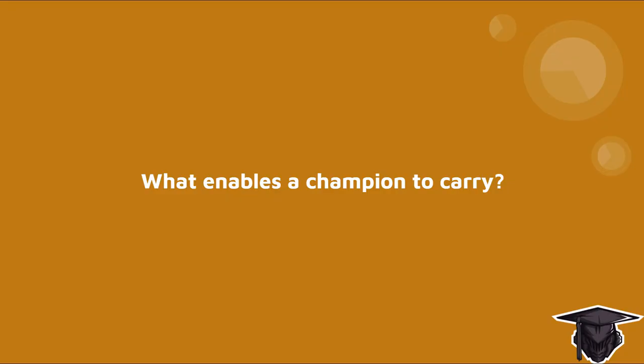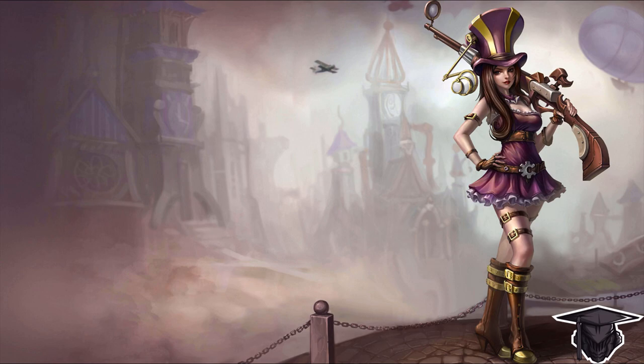What enables a champion to carry? Or in other words, what does a champion do to increase their team's win ratio? Let's start with Caitlyn. She's a pretty simplistic champion when it comes to her overall tools of how she's going to carry a game. The thing that stands out about Caitlyn is obviously her range. She's 650 base range and has additional long range abilities. This all helps Caitlyn be very effective at long range.